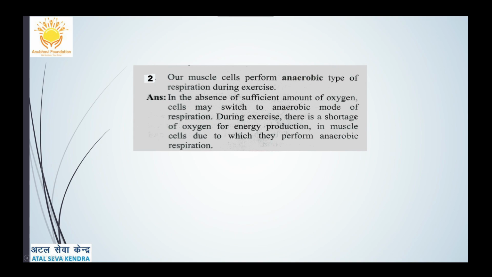Whenever we are doing exercise, the muscles require more oxygen. But in the absence of a sufficient amount of oxygen, cells may switch to anaerobic mode of respiration to get enough ATP. During exercise, there is a shortage of oxygen for energy production. Therefore, the muscles have to perform anaerobic respiration, and they will undergo lactic acid fermentation. So incomplete oxidation of glucose will occur and lactic acid is formed. Thus, the muscle cells show anaerobic respiration.